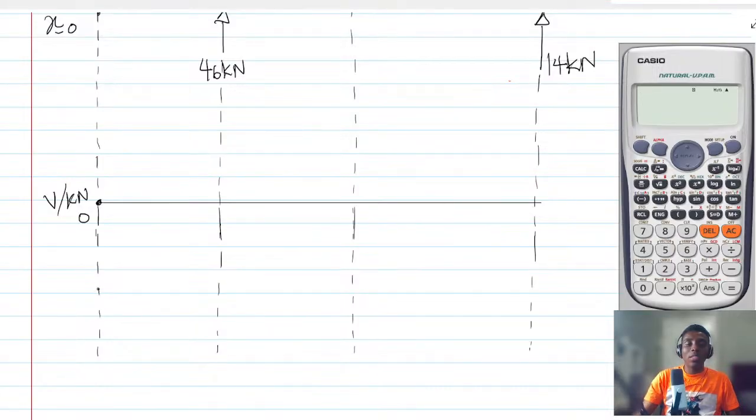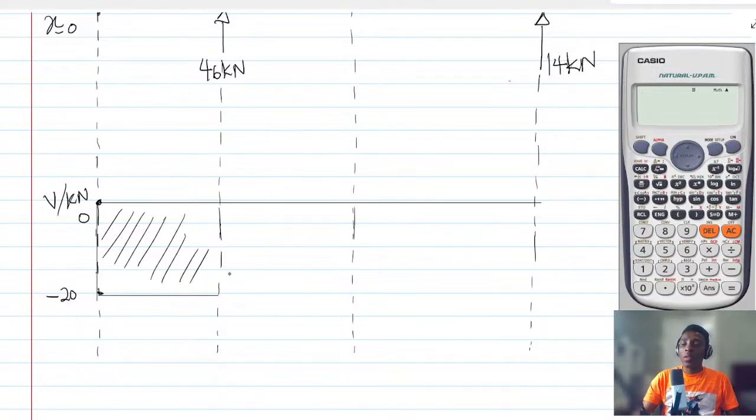So -20 is, let's say, something somewhere here. It means that your shear force was a constant from here to here. It was -20 throughout. So this one is -20. Okay, so we are done with the first part.